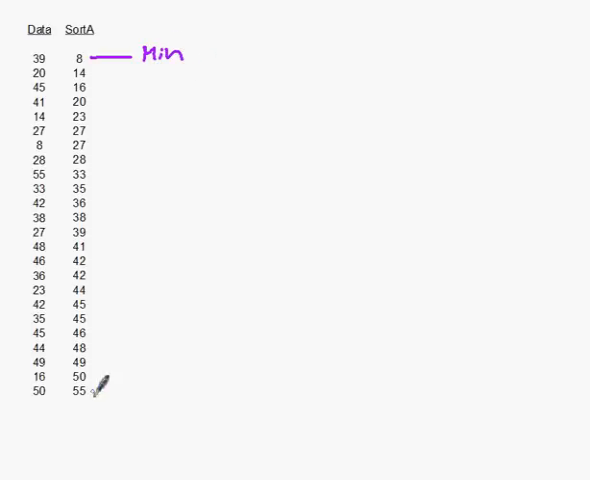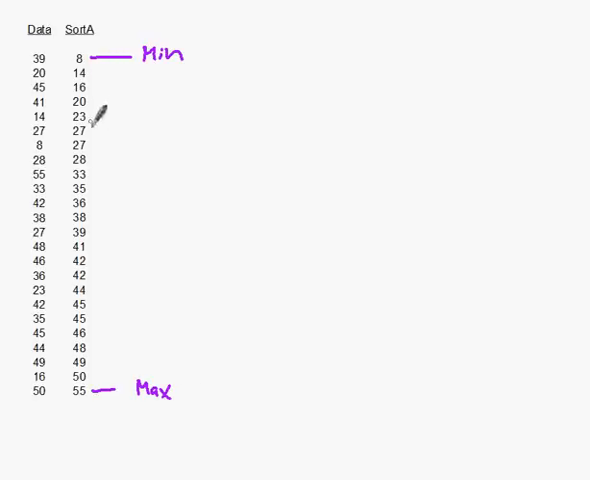The first part of making a box whisker plot is to sort the data. You can do that using the sort A function in your calculator. And once we have that, we can get our 5 number summary. So this is, of course, our minimum. 55 is going to be our maximum. Those are 2 of the 5 in the 5 number summary.